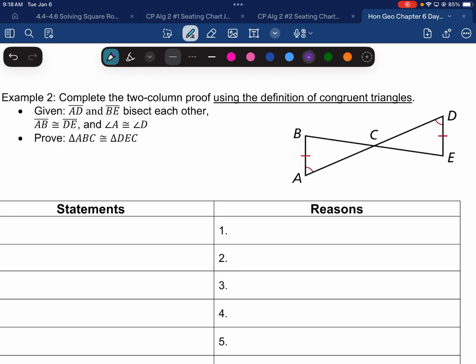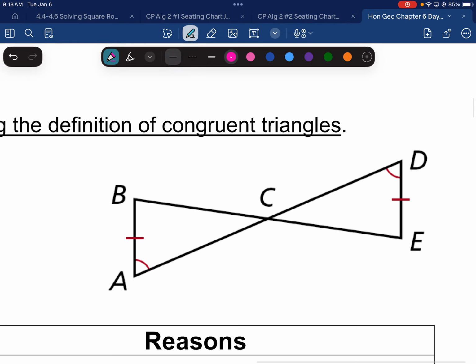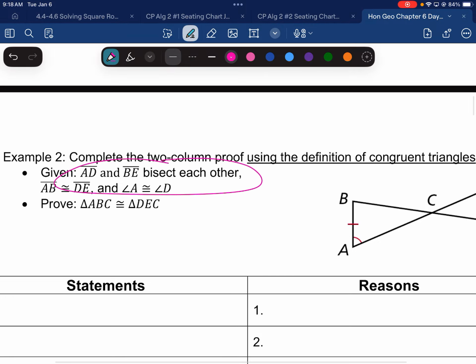What does that help you mark, Kyla? Angles BCA and DCE are congruent because of interior angles. Okay, so you're talking about these 2 angles right here? Yeah. Okay, those are congruent, but that's not from this information. Can we come back to that?